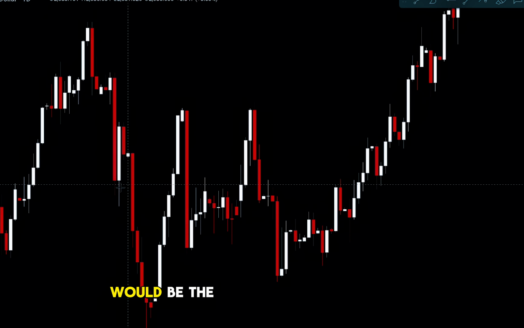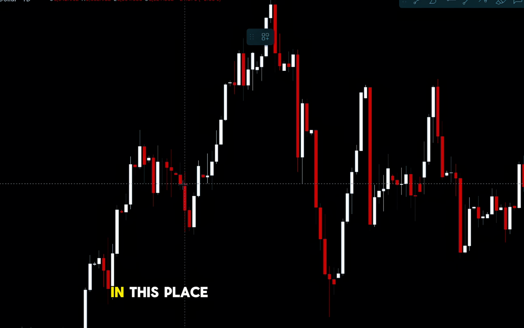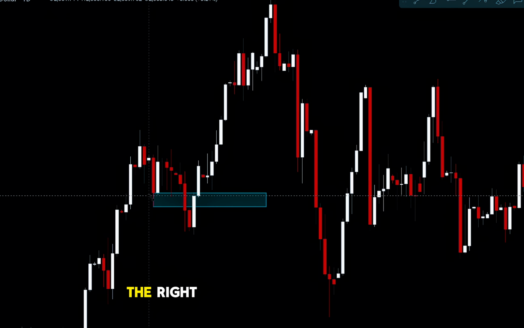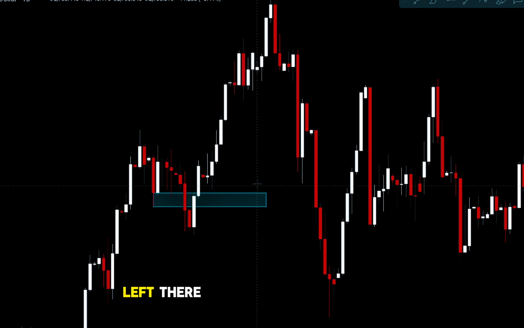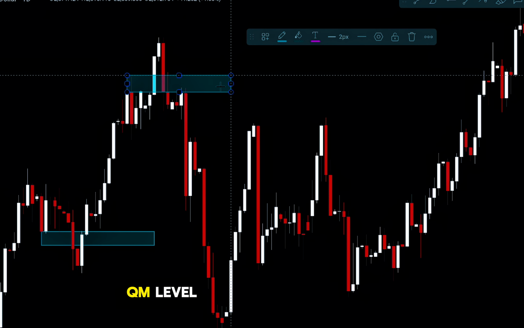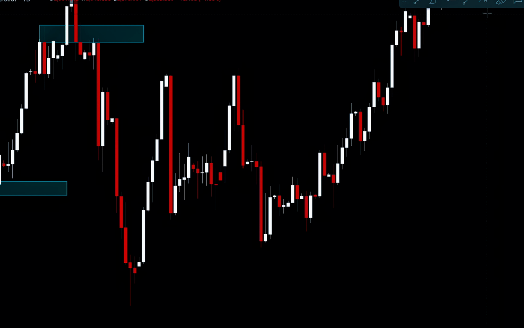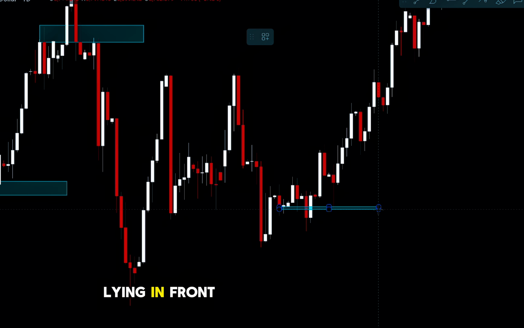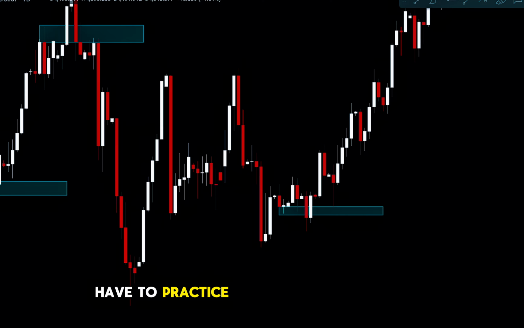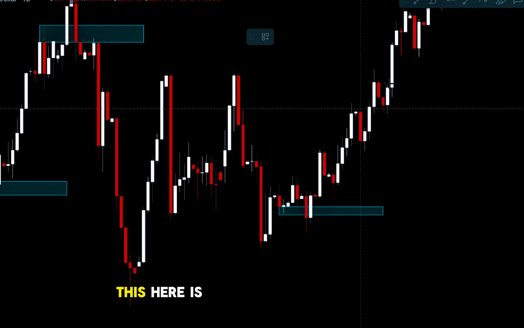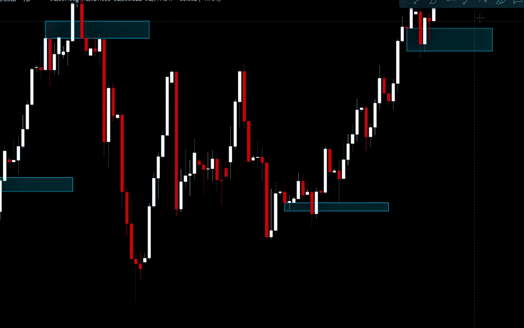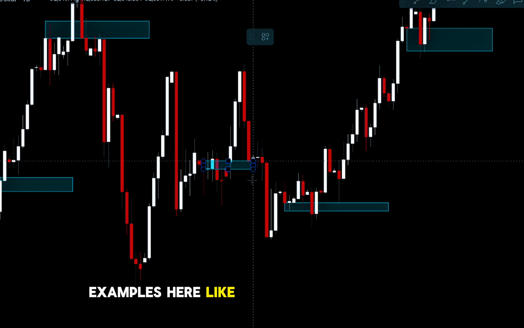I think the last one now would be the QM. So in this place here, like this is a QM. We have here the right, it broke. Now we have the left there. Then we have another one here. This becomes a QM level. So then I think there's another one here lying in front of us. This is also a QM. And you just have to practice and then understand the levels. This here is a QM level that was used. So these are just examples here, like this is a QM level.